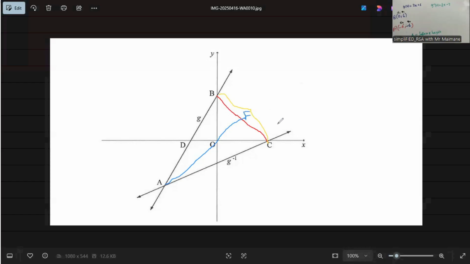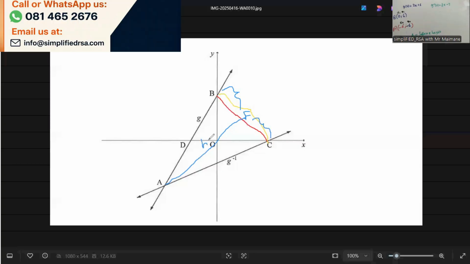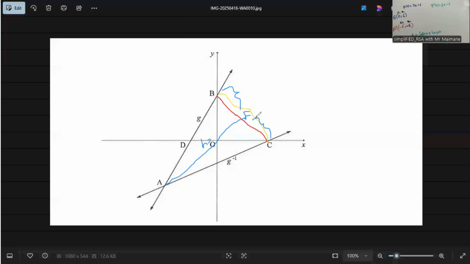It doesn't really matter, even if it doesn't have a name. But I know that part of this line is going to be half of BC, and this one is going to be half of BC. So now I need to get the height H in order for me to calculate the area of ABC. That's the procedure that I have to follow. If I don't follow that, I won't get the area, because area is half the base multiplied by the height.